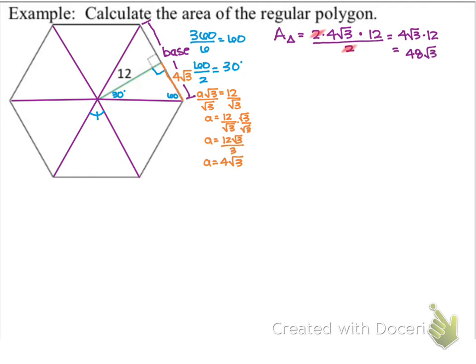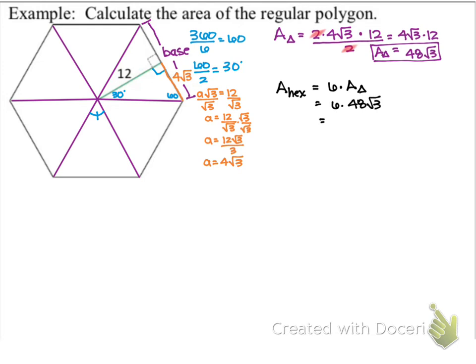So that's the area of my triangle, just one of them. But then I have to go through and find the area of the entire shape that I started with. So the area of, and it is a hexagon. Well, there are 6 of them, so we're going to have 6 times the area of the triangle. So if I do 6 times, the area of the triangle was 48 root 3.